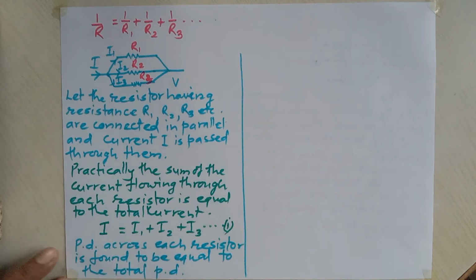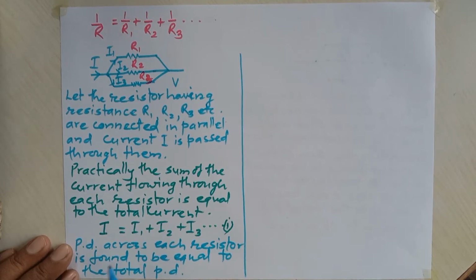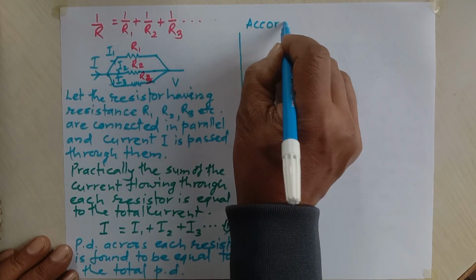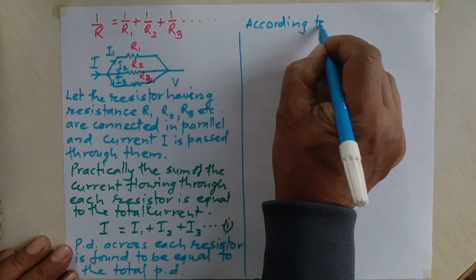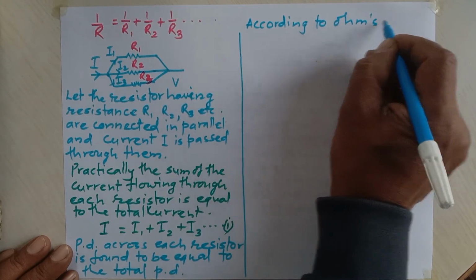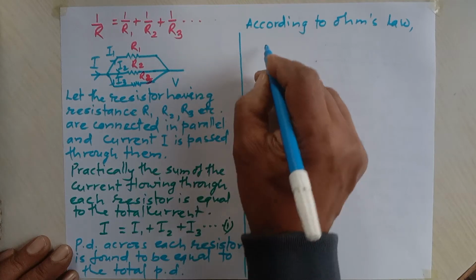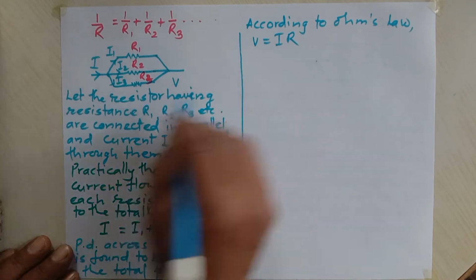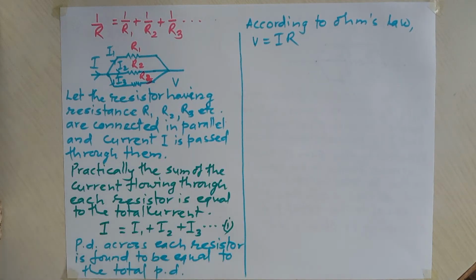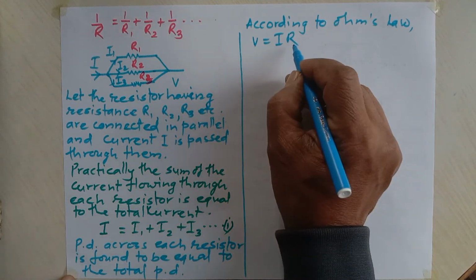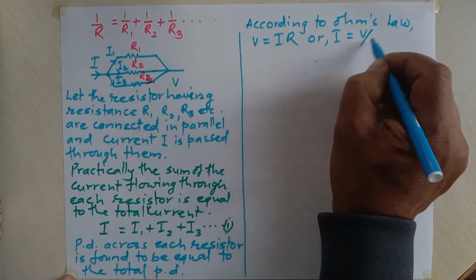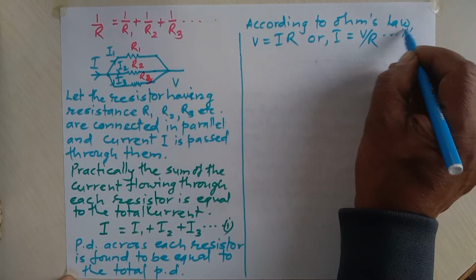Now we are going to use mathematical calculation, I mean to say derivation. According to Ohm's law, V equal to IR. Total PD is equal to total current into total resistance. V equal to IR, and if it is so, then I equal to V by R. Let's say this is equation number 2.